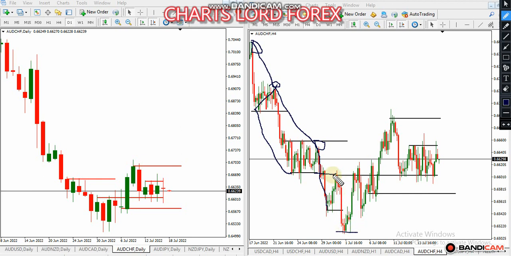The market comes down, comes back, snaps back, comes to the same area, the same support area where the sellers are selling from.